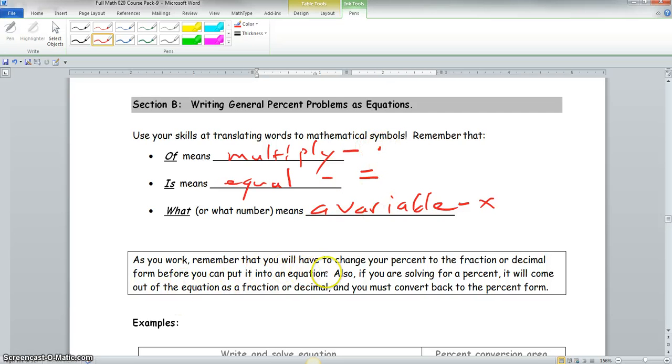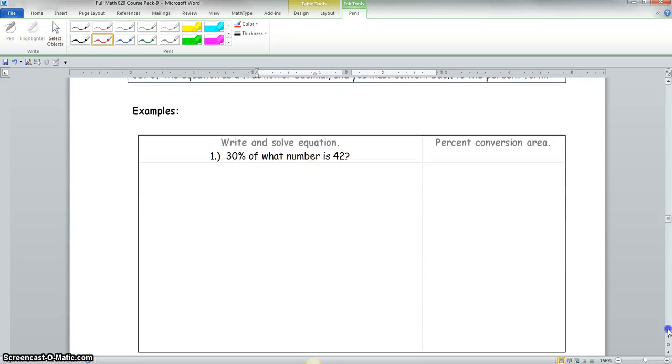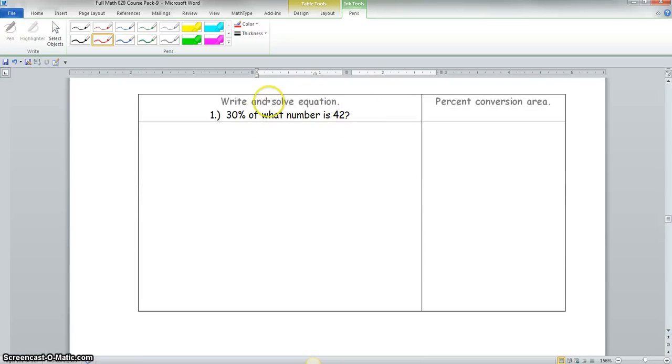Okay, as you work, remember that you will have to change your percent to the fraction or decimal form before you can put it into an equation. Also, if you are solving for a percent, it will come out of the equation as a fraction or decimal, and you must convert back to the percent form. So, we come here, we have examples. Write and solve the equation. 30%, which we know is 0.30, of what number, we know that's multiplied by X, is 42.